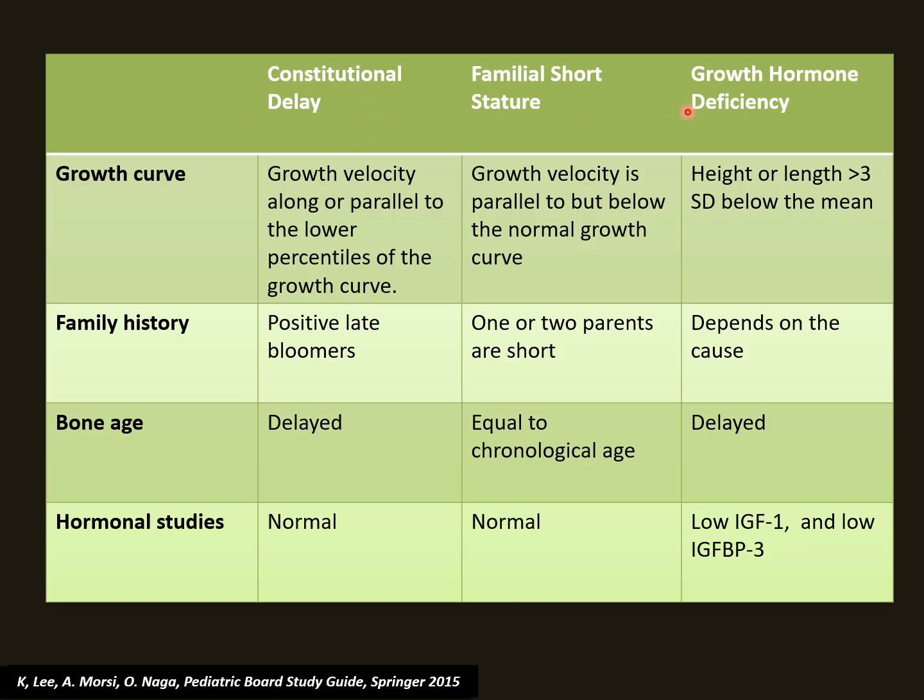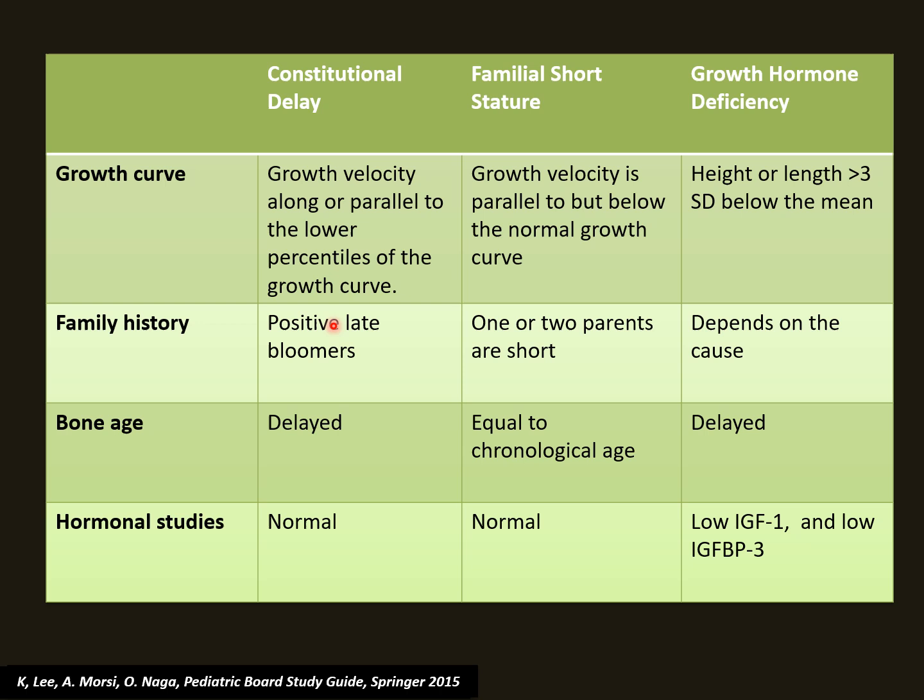Finally, I will summarize the most common 3 cases of short stature just to keep it clear in our mind, how to make the difference. For the constitutional delay growth curve, the growth velocity will be along or parallel to the lower percentile of the growth curve. For familial short stature, growth velocity is parallel but below the normal growth curve, below the 5th percentile. For growth hormone deficiency, the height or length is more than 3 standard deviations below the mean, and the growth velocity in this case will be abnormal. So here is normal growth velocity, this is abnormal growth velocity.